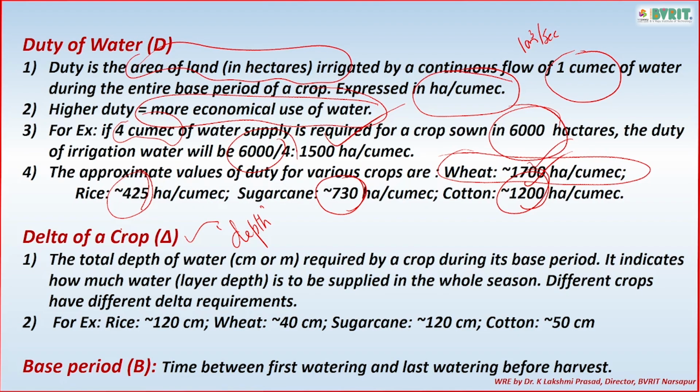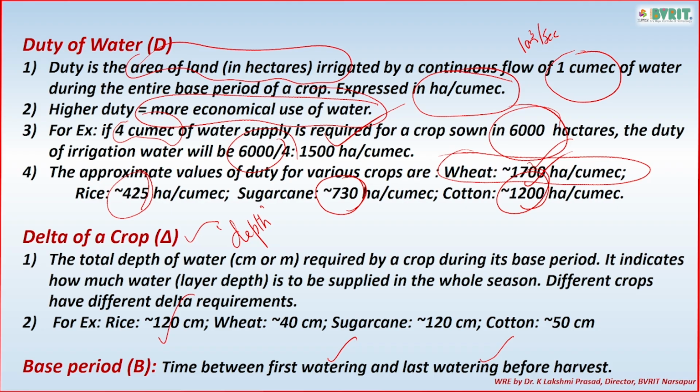Then what is base period? Base period means actually from the first watering to the last watering before harvesting. Whatever period you are supplying the water, that is called base period. Suppose today you are supplying the first watering, after 4 months before harvesting, that is the last one. So this 4 months period is what we call base period. So that is why base period, delta, duty, all these are interrelated actually. So for example, how much depth of water is required for growing a crop like rice?